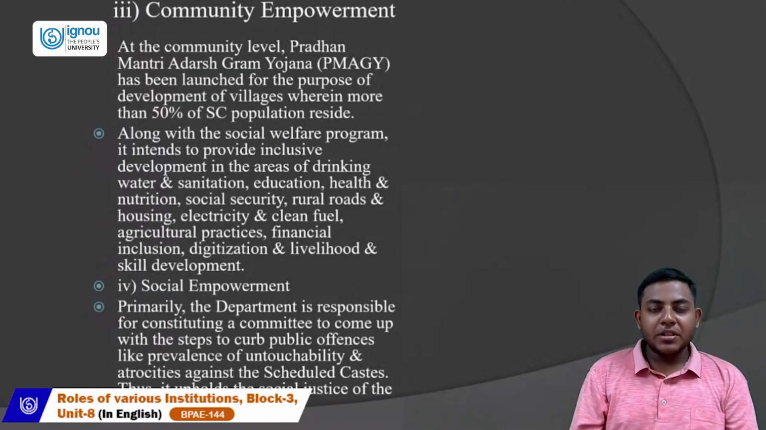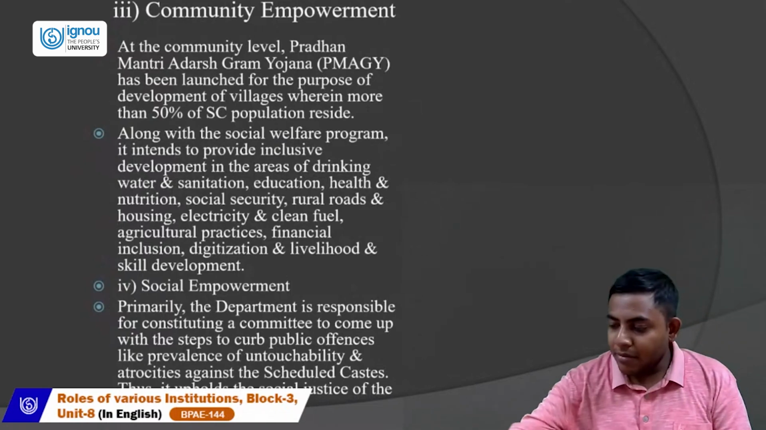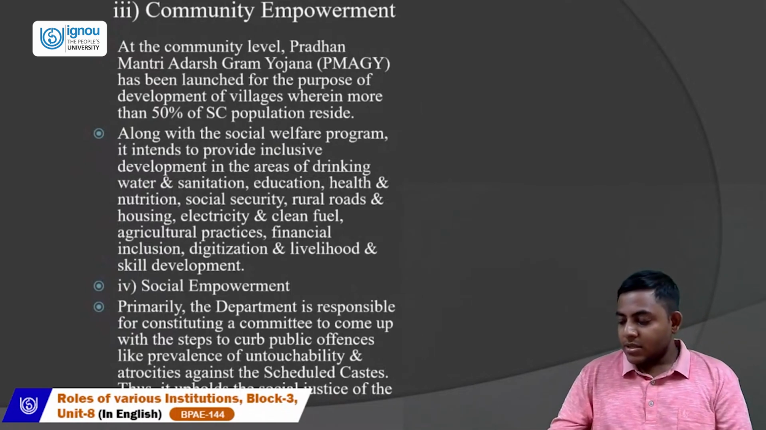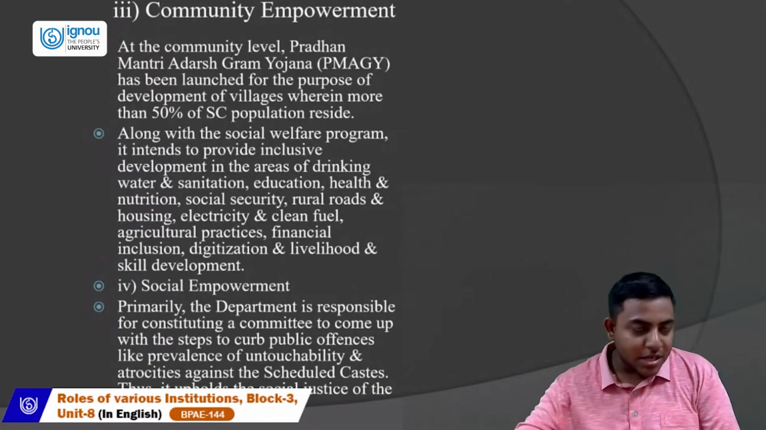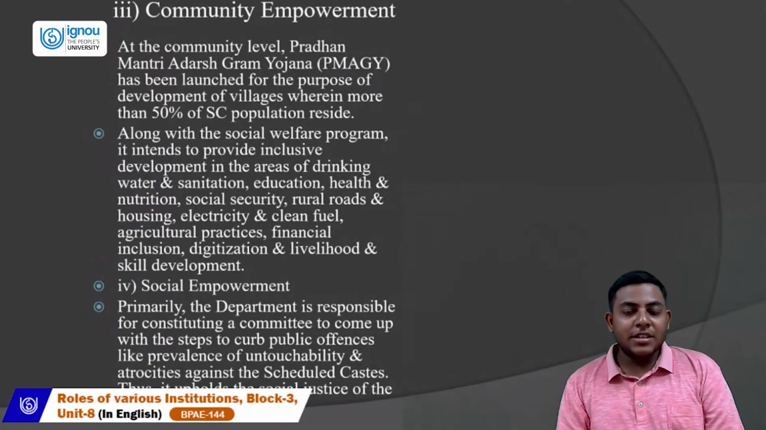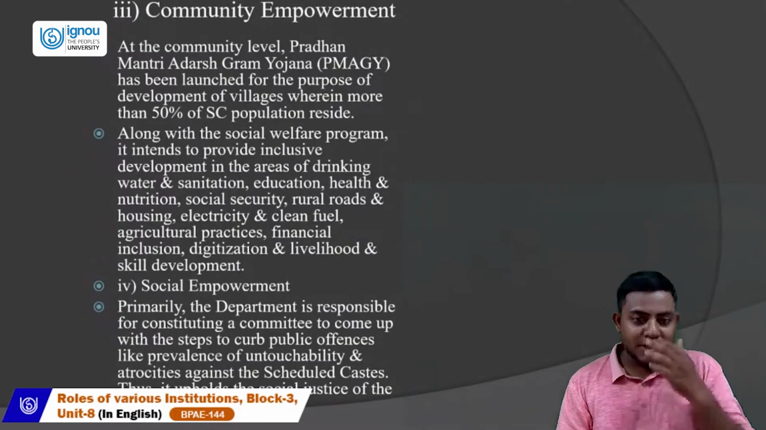And also sustainable development goal 3, that is, ensure healthy lives and well-being for all at all ages, is also being achieved. And also sustainable development goal 7, that is, ensure access to affordable, reliable, sustainable and modern energy for all, is also being achieved through these programs.